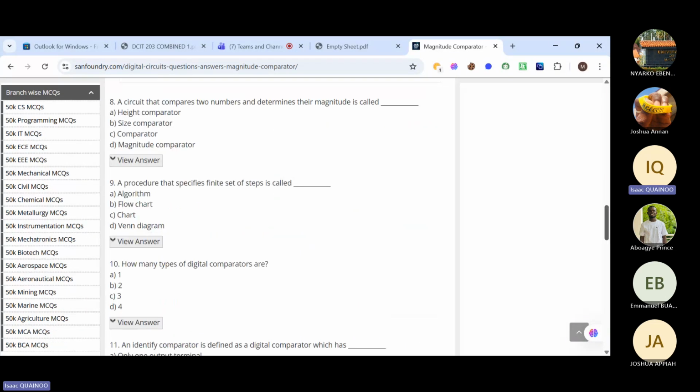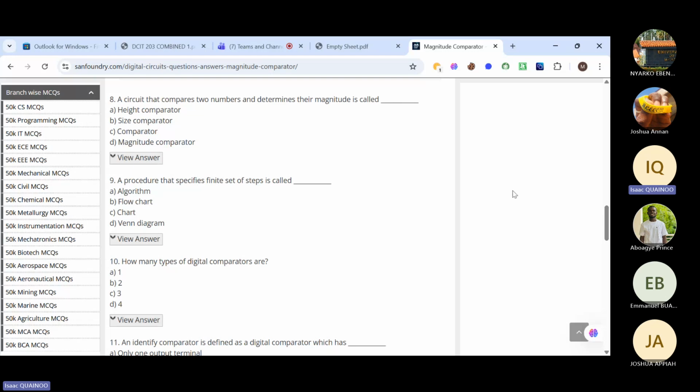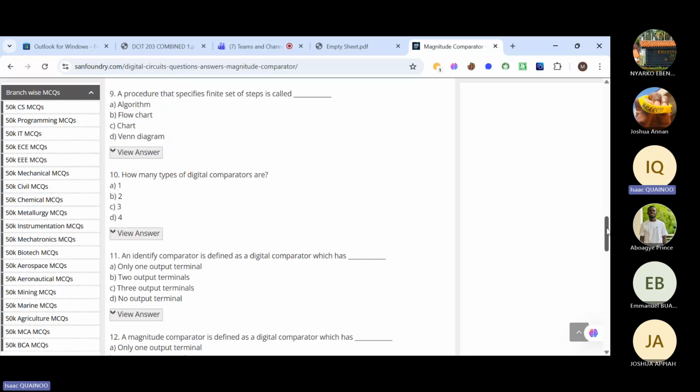So question 8, a circuit that compares two numbers and determines their magnitude is called, I think with this, everyone should get it. A comparator. Okay, magnitude comparator. Yes, magnitude comparator. Because we said that it determines their magnitude. So it does not only compare, but it compares to determine their magnitude. So the answer is a magnitude comparator.